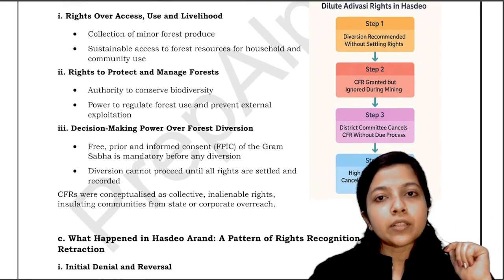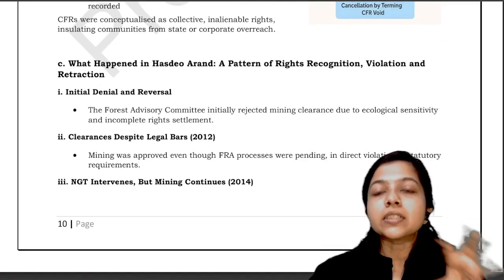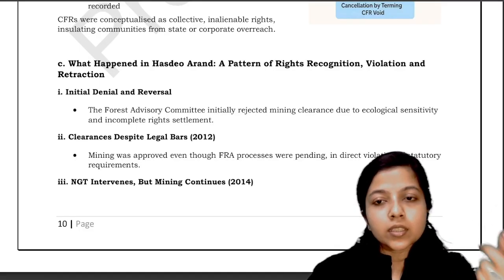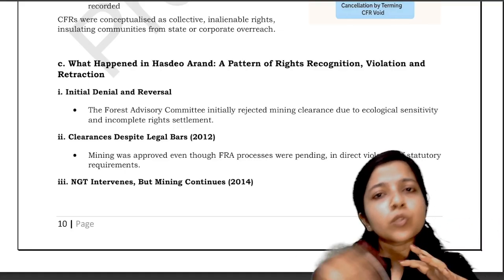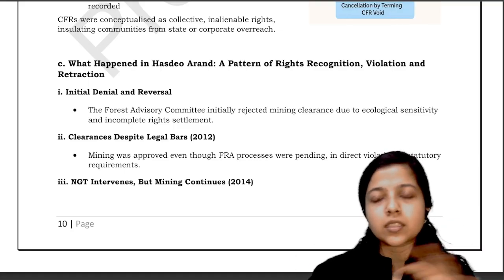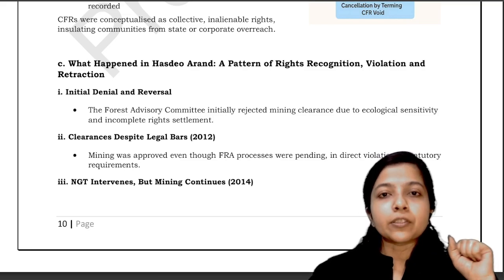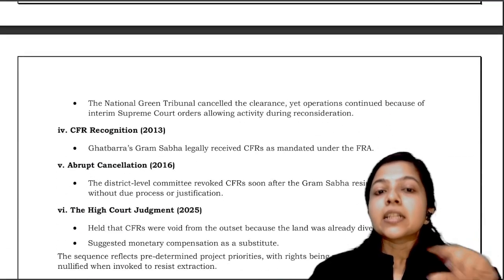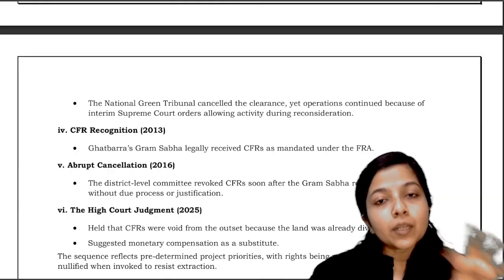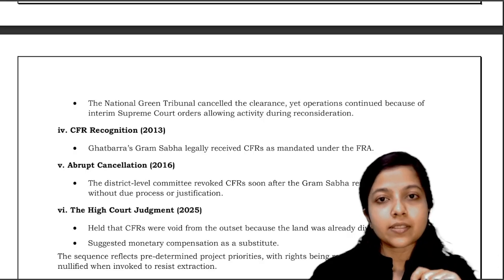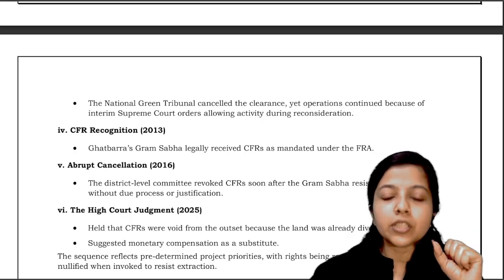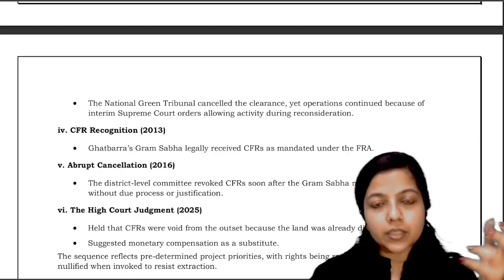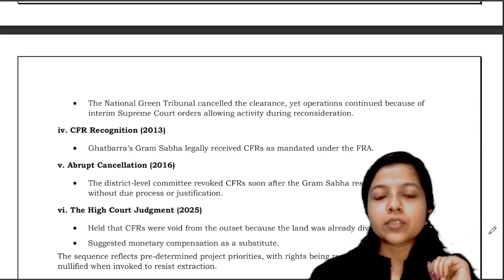So in 2012, the Hasdev Arand forest received clearance for mining. The Gram Sabha did not approve this. Even before the approval of the Gram Sabha, the complete approval was given. NGT intervened, but mining continued. Still, in 2013, the community forest rights were again recognized in the Ghatwara village, a particular village in the Hasdev Arand area. The community forest rights were again recognized, but still the mining continued.